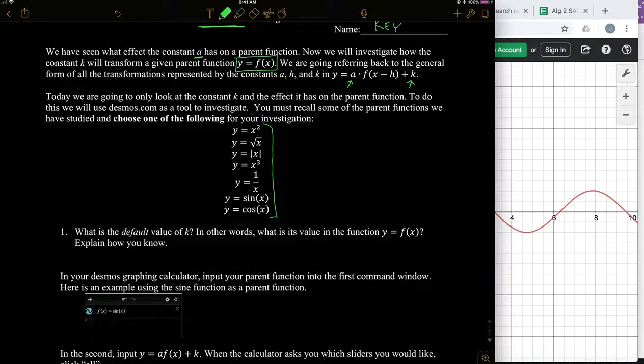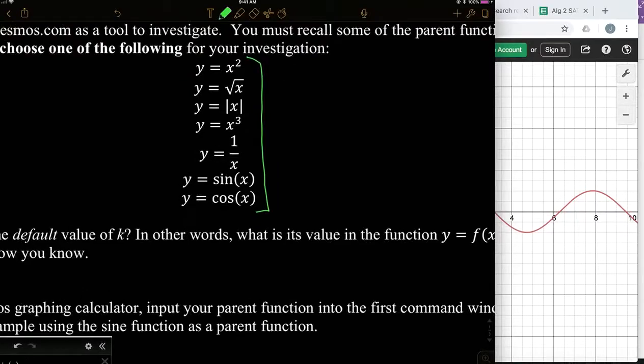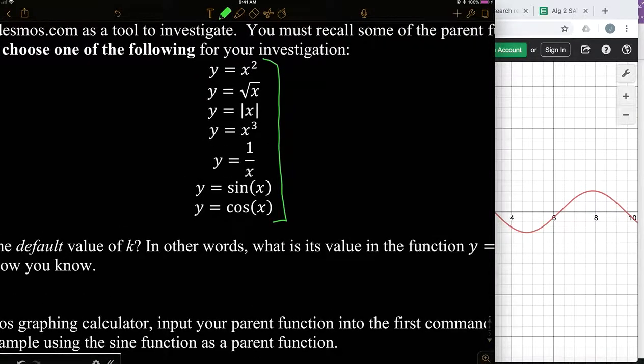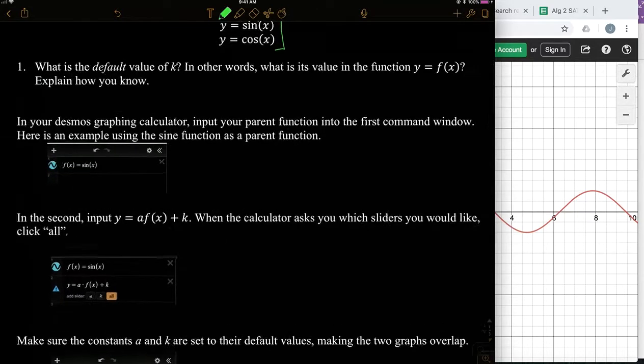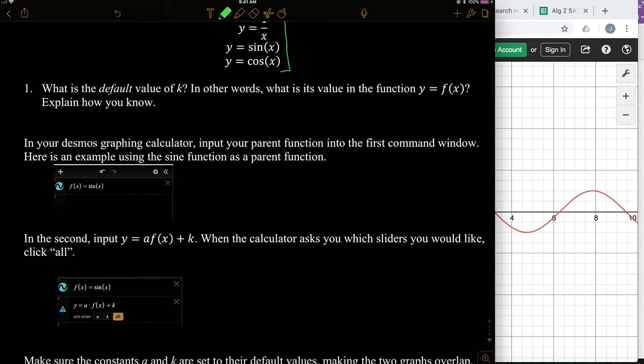To do this, we're going to use Desmos. You're going to have to recall our parent functions. These are all the different ones we talked about, and choose one for your investigation. You cannot do the same one that I do here in the video. You have to pick a different one.